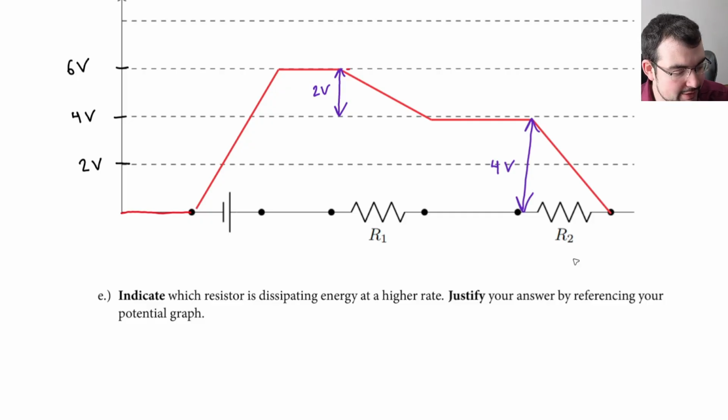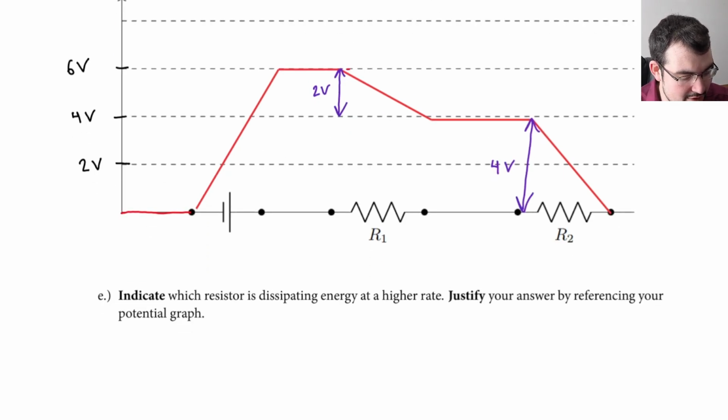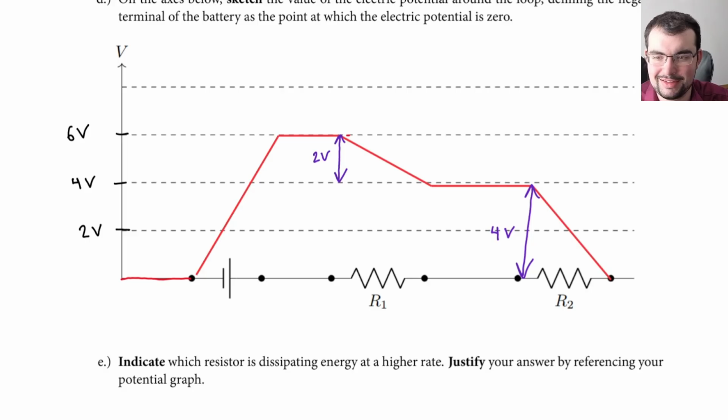And for any valid loop rule diagram, it needs to close in on itself. All right, indicate which resistor is dissipating energy at a higher rate. Justify your answer by referencing your potential graph. Well, first of all, we know the current is the same through these resistors because we're in series.